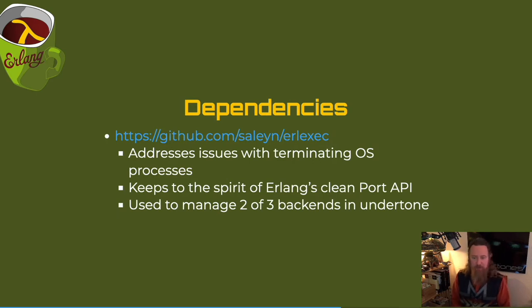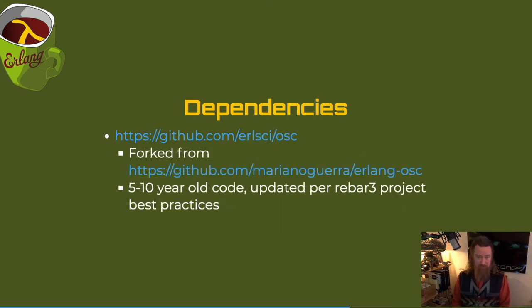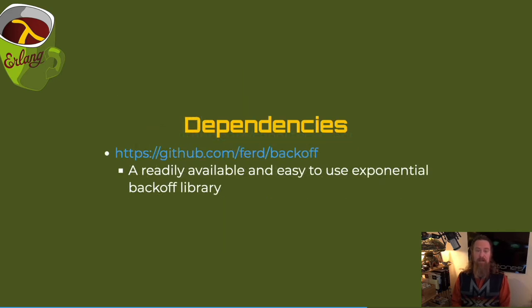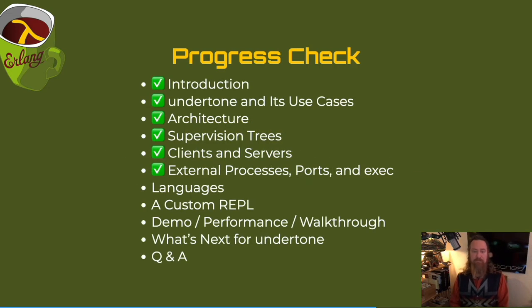Which brings me to something else I wanted to call out, special mention for a few of the key dependencies upon which Undertone relies, and without which the task of realizing the vision of the Undertone project would have taken much more time, or might simply have been too daunting, given all the extra stuff that would have had to have been done. Side note here, Andrea's post is one of the best demonstrations I've yet seen for gen_statem. And a special mention of just one of the many contributions made by Fred to the Erlang ecosystem. And another update on the ground we've covered so far.